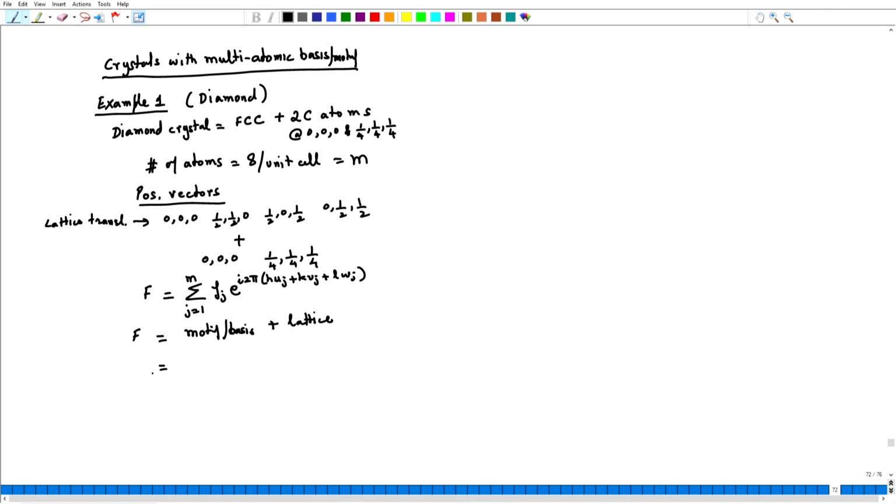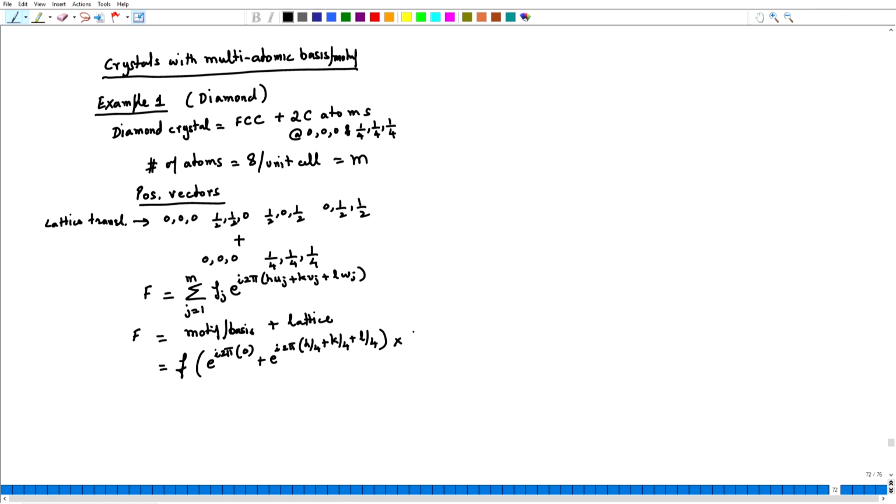And then it can be written as, now since all the atoms are carbon atoms, all of them have the same atomic scattering factor. Therefore, I can take the atomic scattering factor fj outside the summation and let me just call it f, representing the atomic scattering factor for the carbon atom. First write the motif part. So, e to the power i 2 pi times the first coordinate of the first carbon atom at 0, 0, 0. So, I substitute in this and I will get a 1, plus e to the power i 2 pi (h/4 + k/4 + l/4), multiplied by, now I take the lattice part essentially.